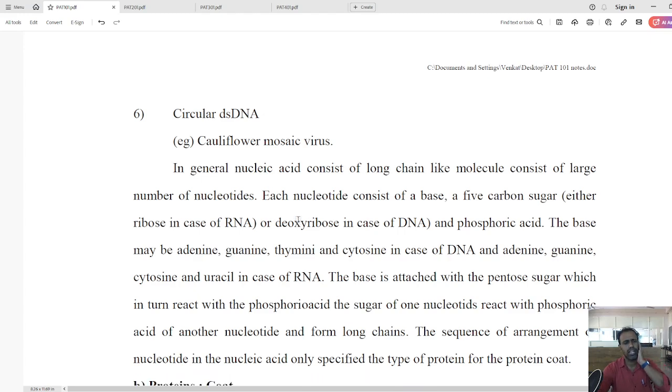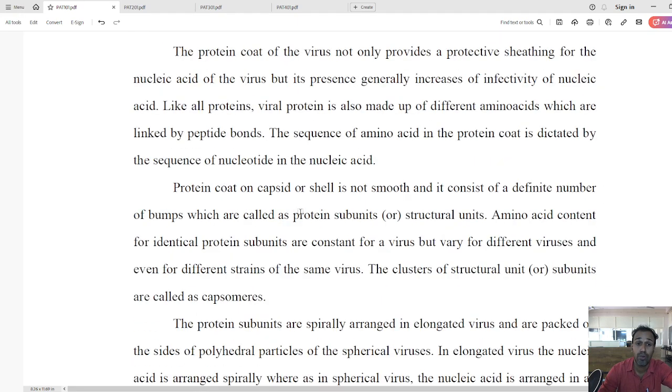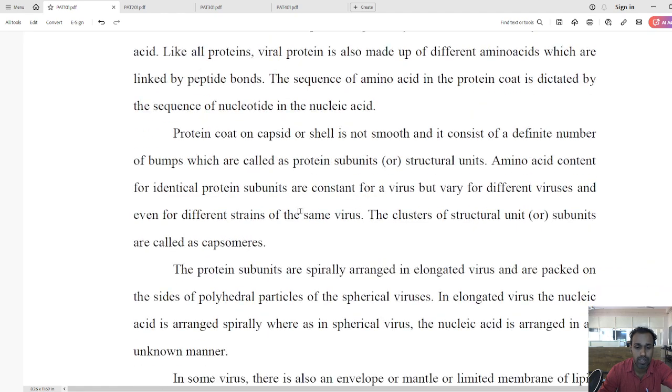Circular double-stranded DNA you can see in the case of cauliflower mosaic virus. Remember at least, the protein coat is made up of protein, and the individual unit is known as a capsomer.